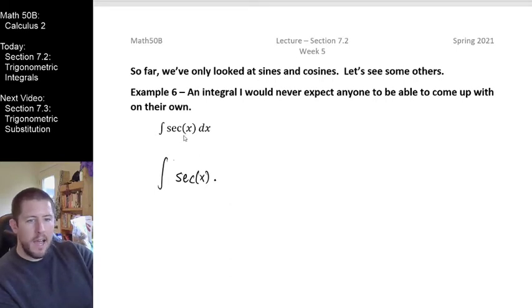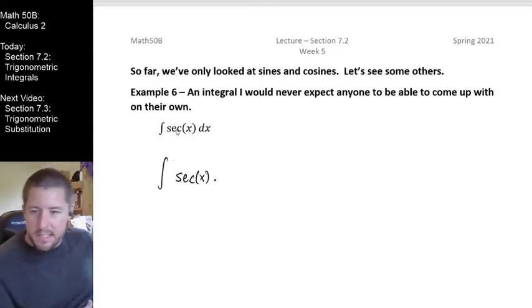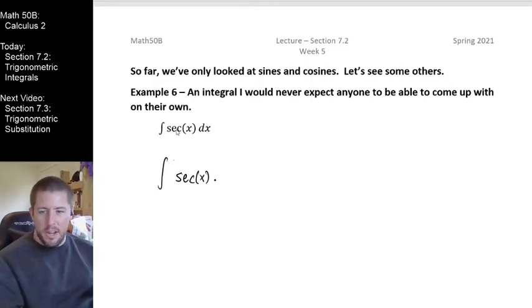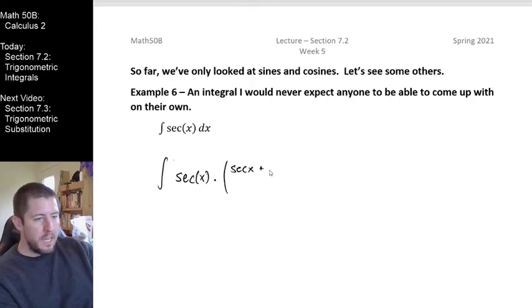Oh, did I say sine right there? Yes. The secant one is what we're doing. The integral of secant is something that I would never expect you to come up with on your own. If it comes up in any homework problem, you are allowed to simply say, I know that the integral of secant is this thing, because this is a silly one. So here's the silly fraction that we're going to multiply this by, and let's see what happens. Secant plus tangent is what we're going to multiply by.